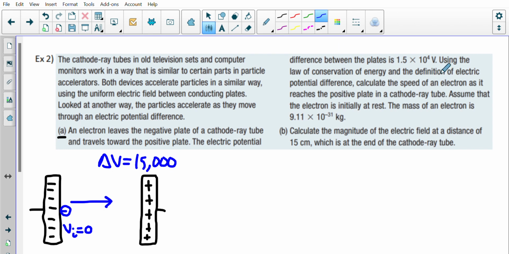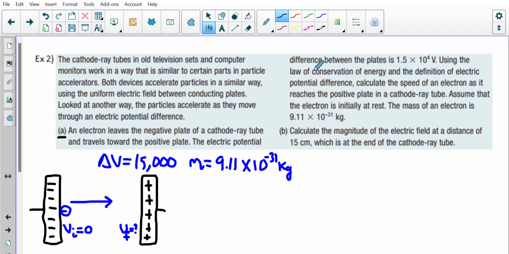All right, now we have the mass of an electron, which is 9.11 times 10 to the power of negative 31 kilograms. It's the mass of our object. And what we want to know is what speed does it hit this positive plate?